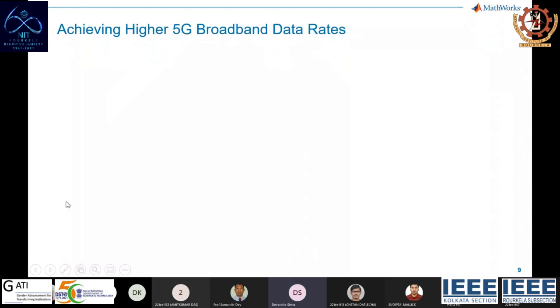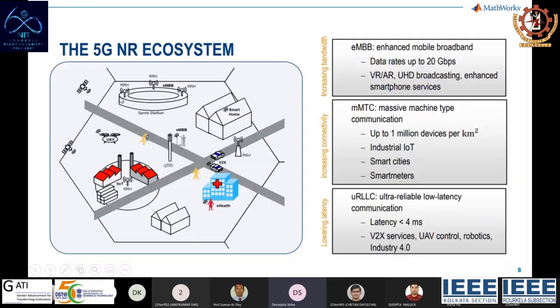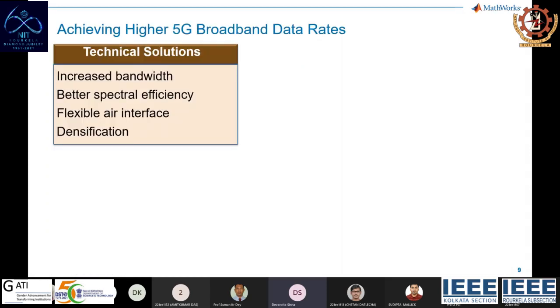Next, coming to the first point, that is, we are providing enhanced mobile broadband. But how is it possible? There are many possible solutions to get a high data rate. The first one is to increase the bandwidth and send more and more data. Or, if the bandwidth is limited, we have to improve the spectral efficiency. That means we have to send a large amount of data using a very small bandwidth.